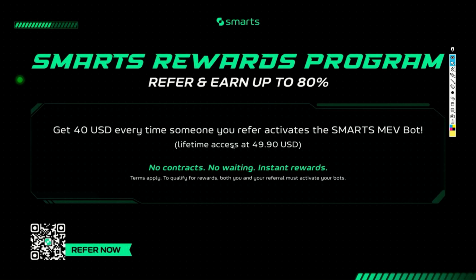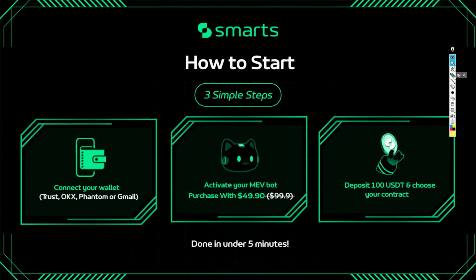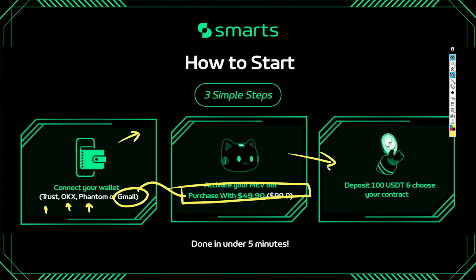Remember that you're going to refer and then get up to 80%, $40 every time someone refers and they activate their bot. So that's also another good way of referring people and getting some good income out. Okay, the steps are simple. You connect your wallet. If you're on Software, you're fine. If you're on Phantom, you're fine. OKX, you're fine. Trust, you're fine. And even Gmail, if you're not interested in any of these wallets, activate your bot for $9.90. Deposit your funds and then get a contract going and start seeing daily earnings of 1%.